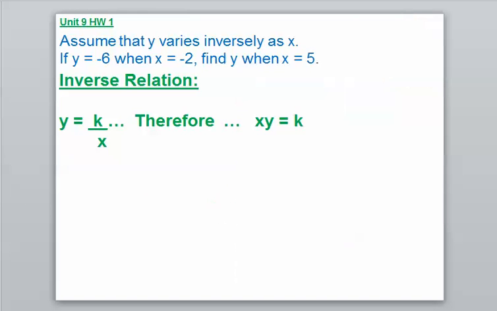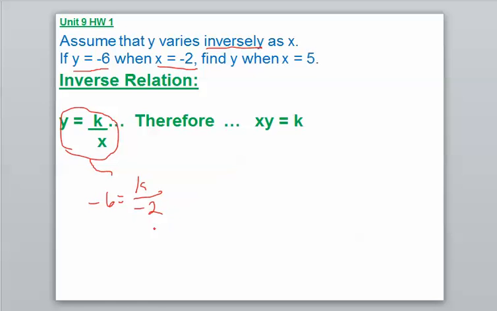Cool. Okay, this is what most of the problems you're going to see look like. It says assume that y varies inversely as x. Well, inversely means that we use this equation: y equals k divided by x. They say if y equals -6 and x equals -2, you can stick those into this equation. -6 equals k divided by -2.